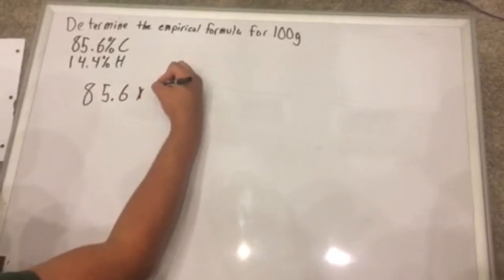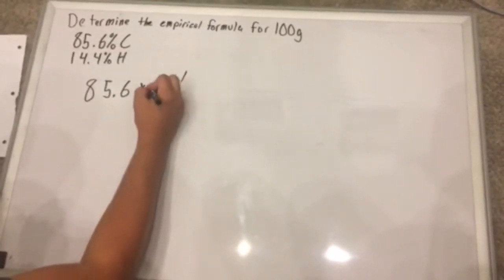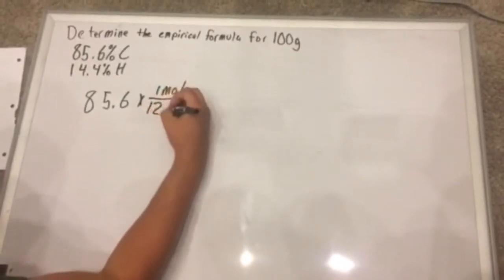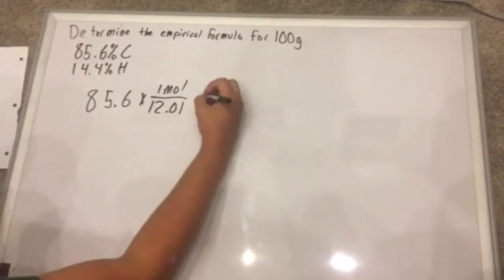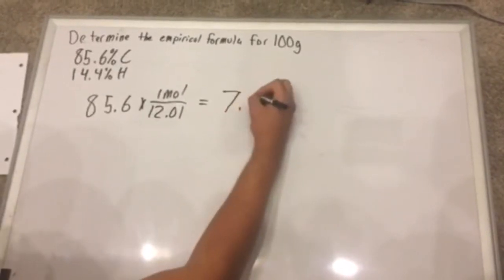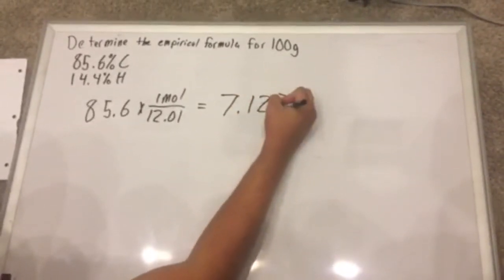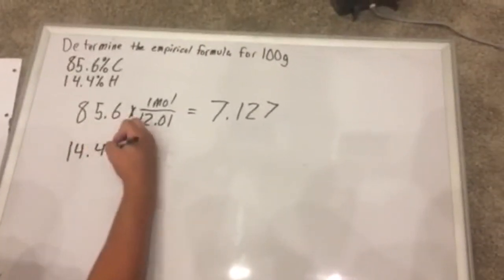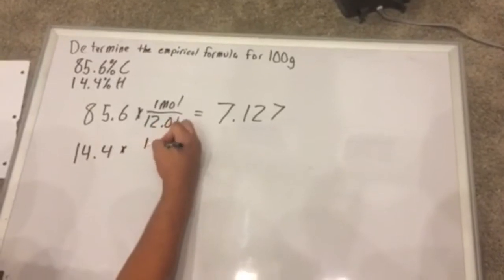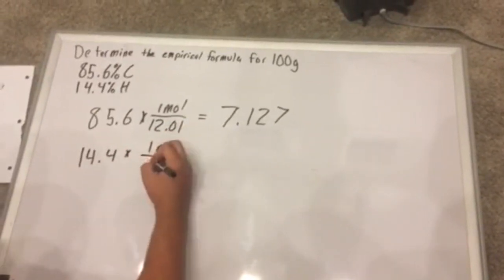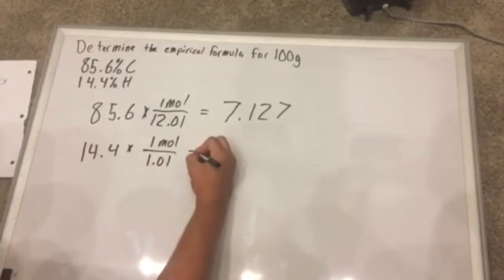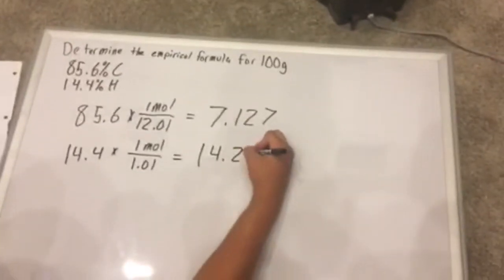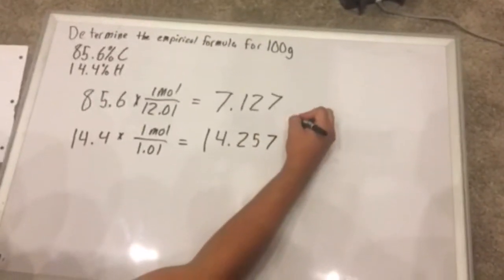Now we will determine the empirical formula for 100 grams of carbon and hydrogen. In 100 grams of CH, there is 85.6% carbon and 14.4% hydrogen. The first step is to multiply 85.6 by 1 mole over 12.01 AMU. You should get 7.127. Next, you multiply 14.4 by 1 mole over 1.01 AMU. You should get 14.257. Compare the two answers and get a ratio of 1 to 2. The answer is CH2.